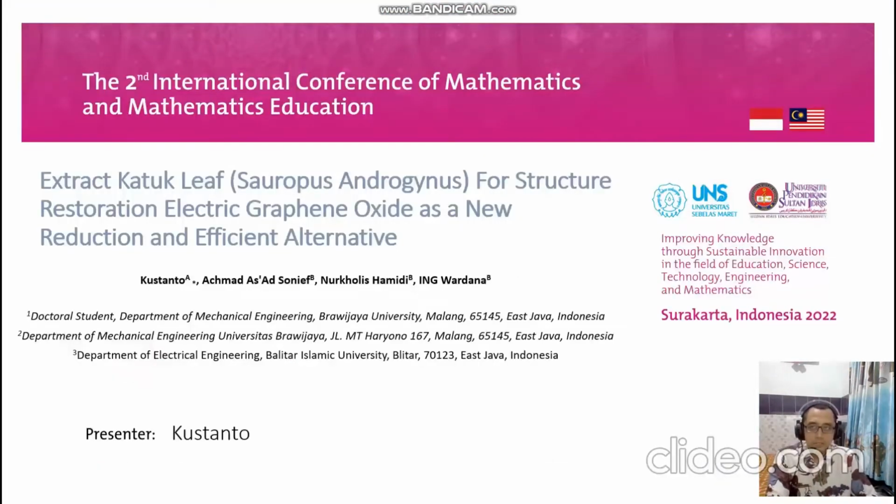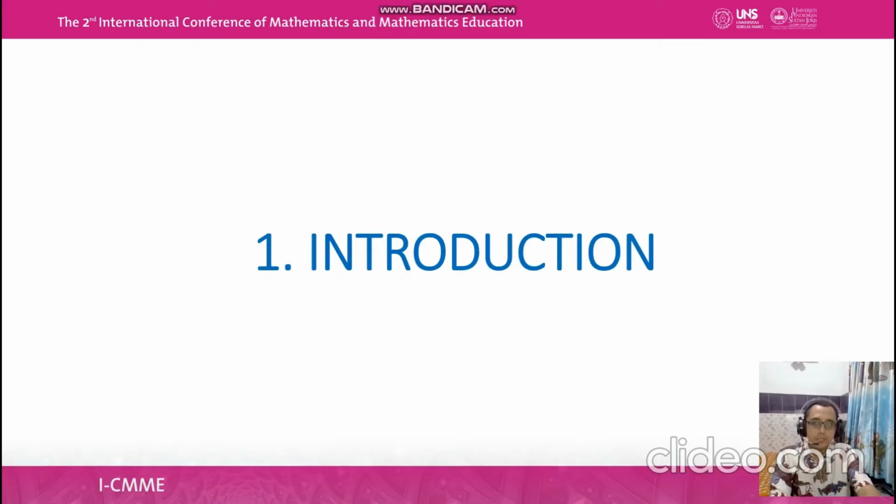So let me start with the paper title: Extract of Katuk Leaf, Sauropus androgynus, for Structure Restoration of Electric Graphene Oxide as a new reduction and efficient alternative. Introduction.